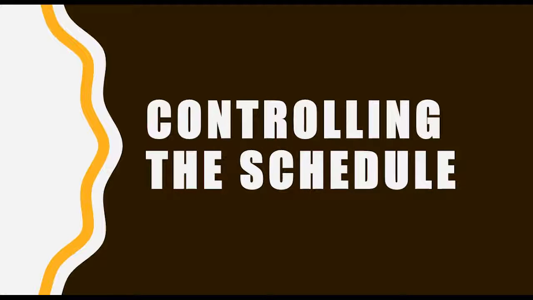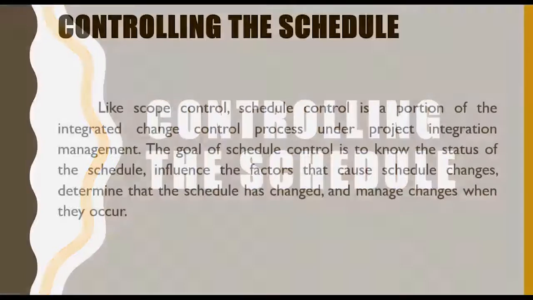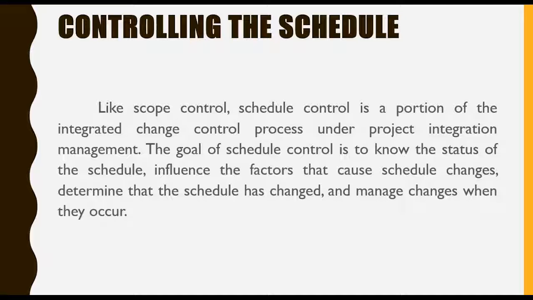Controlling the schedule. The final process in project time management is controlling the schedule. Like scope control, schedule control is a portion of the integrated change control process under project integration management. The goal of schedule control is to know the status of the schedule, influence the factors that cause schedule changes, determine that the schedule has changed, and manage changes when they occur.